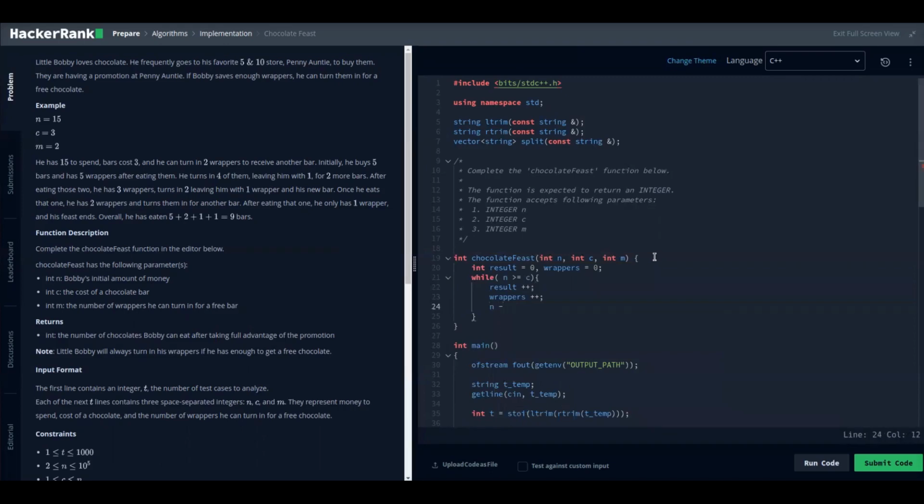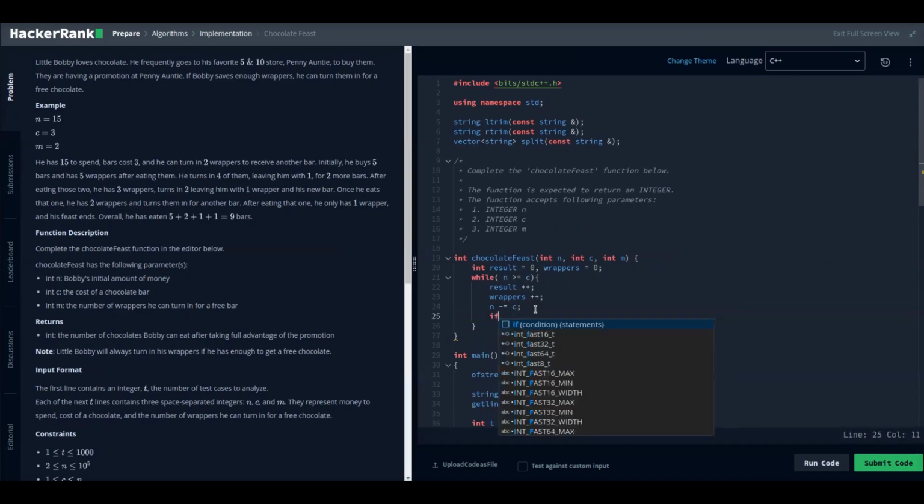And then I need to decrement my total money, because buying one chocolate will reduce my money by c. So at the end of this, I always need to check if the wrapper is equal to m, that means I can use the wrappers to have one chocolate. What does that mean, using the wrappers to have one chocolate? It means I increment my result.